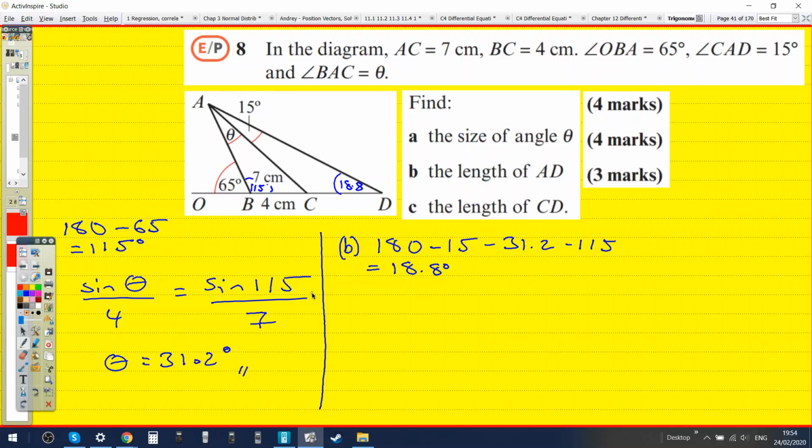So 180 minus 115 minus 31.2, which will be equals to 33.8. And then 180 minus 33.8 is equals to 146.2.